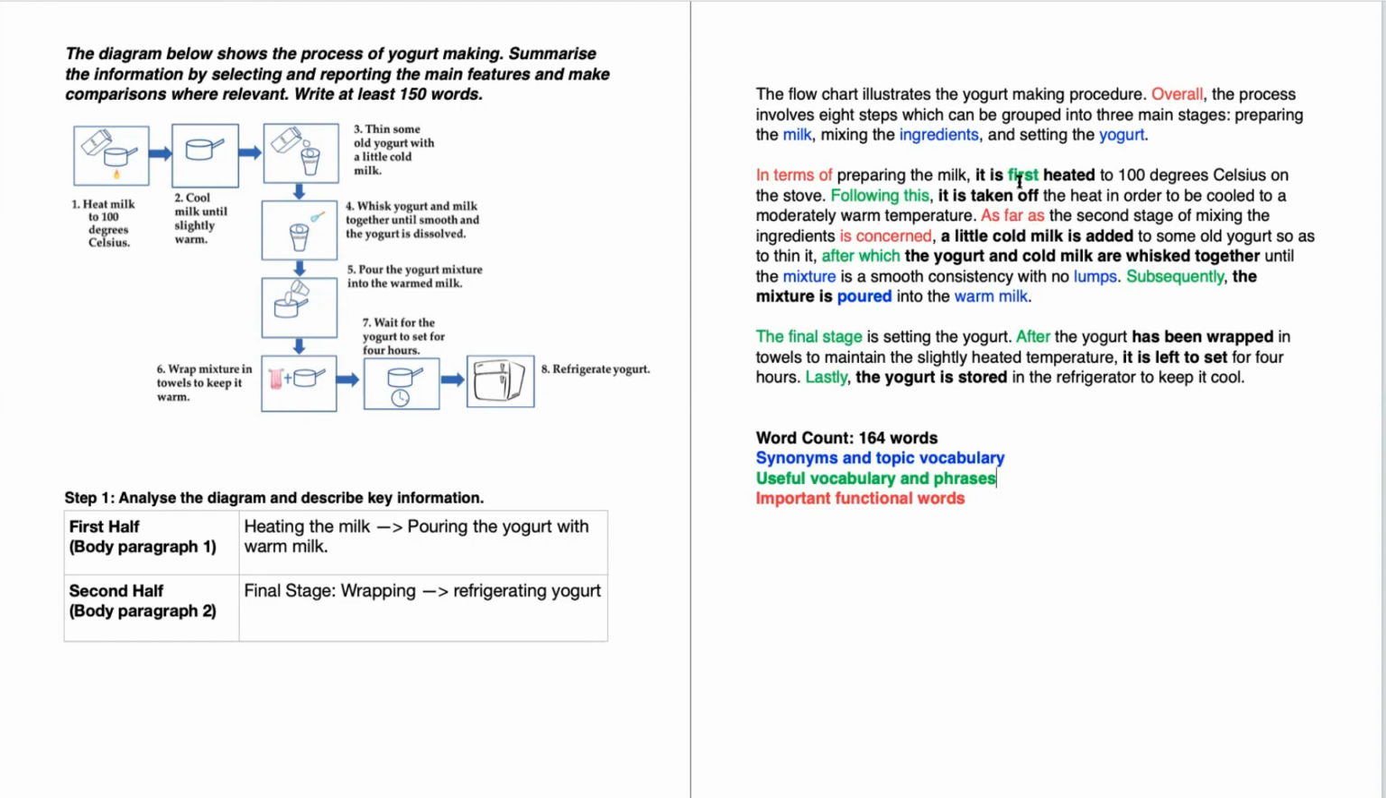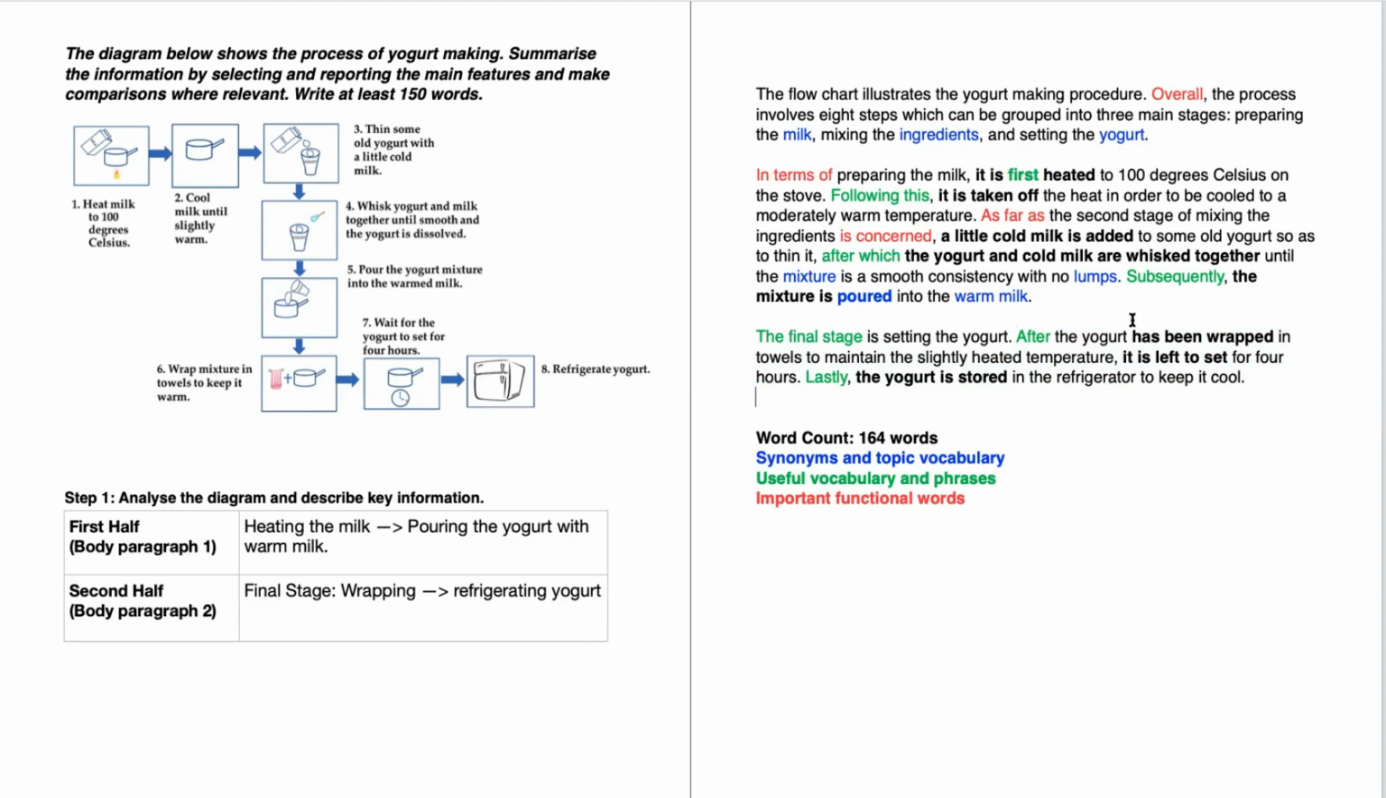And lastly, I just want to show you the bolded phrases here. These are all of the passives. So it is heated, it is taken off, little cold milk is added, the yogurt and cold milk are whisked together, the mixture is poured. Remember, we don't know who is doing this. It is not important, but notice how much passive is in this essay. Lastly here, we do have a present perfect, which is nice. It's a little bit complex that I added these 2 steps in one sentence.